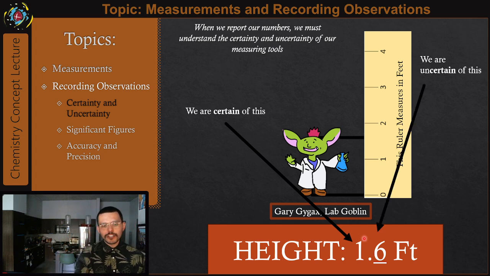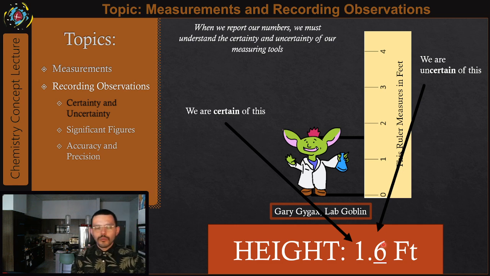We are uncertain of this number. This 0.6 is higher than his half, but we don't know how much. I could have put 1.7. I could have put 1.5. The critical thing is I could not put 1.55, 1.65, 1.62. Putting a third number would be a lie because we for sure do not even know this one. Anything after that we would be making up.